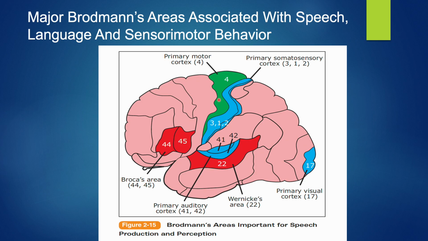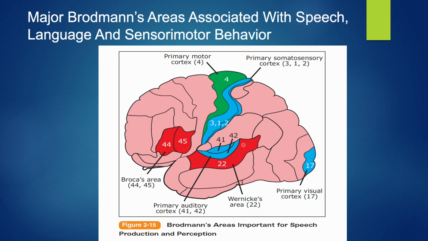All right, so Brodmann's area is associative speech and language. You'll see here, we just talked about the motor strip, and it's denoted here in the green with the number 4. And then the primary somatosensory cortex, areas 3, 1, and 2, along that postcentral gyrus in the parietal lobe. We have Broca's area over here, 44 and 45 in the frontal lobe. It's important for semantics and the voluntary motor planning aspects of speech.